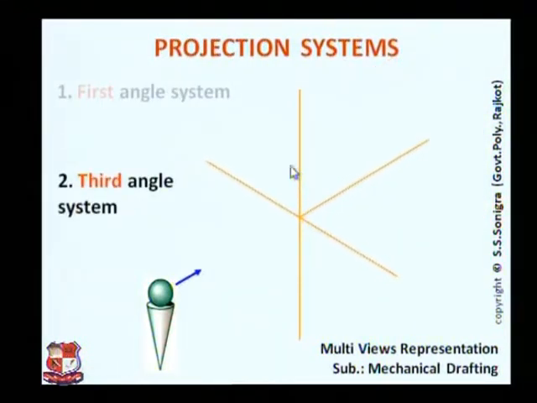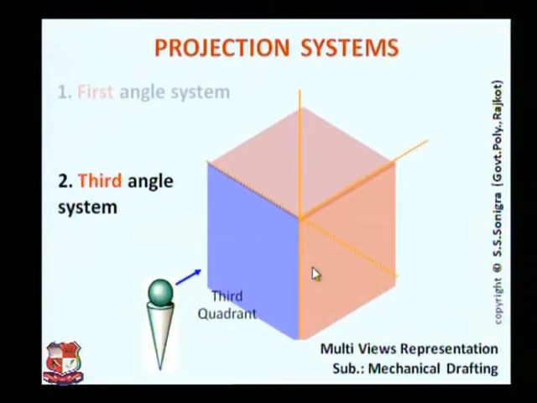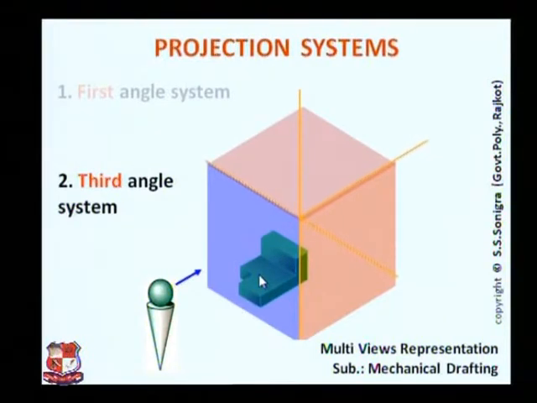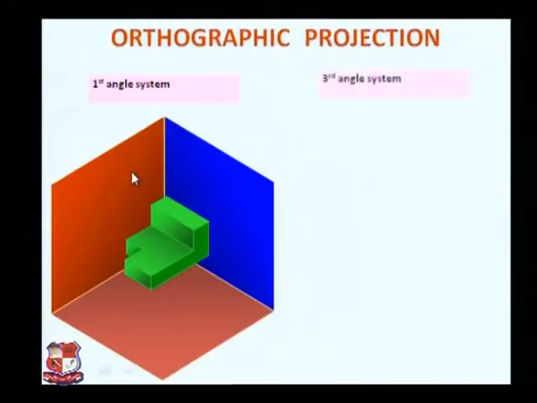And similarly, the third angle projection method. In the third angle projection method, we assume that the object is lying in the third quadrant as shown over here. This is the third quadrant, so here the object is lying. Whenever we draw its top view and front view, its front view will be below the xy line and its top view will be above the xy line, because the object is assumed to be lying in the third quadrant. That is the only difference between these 2 systems.